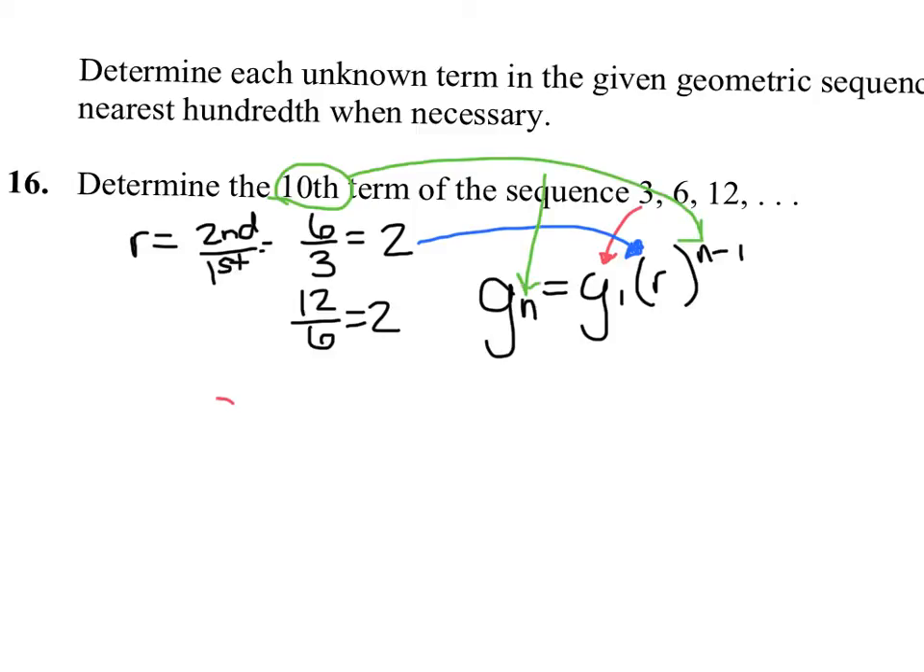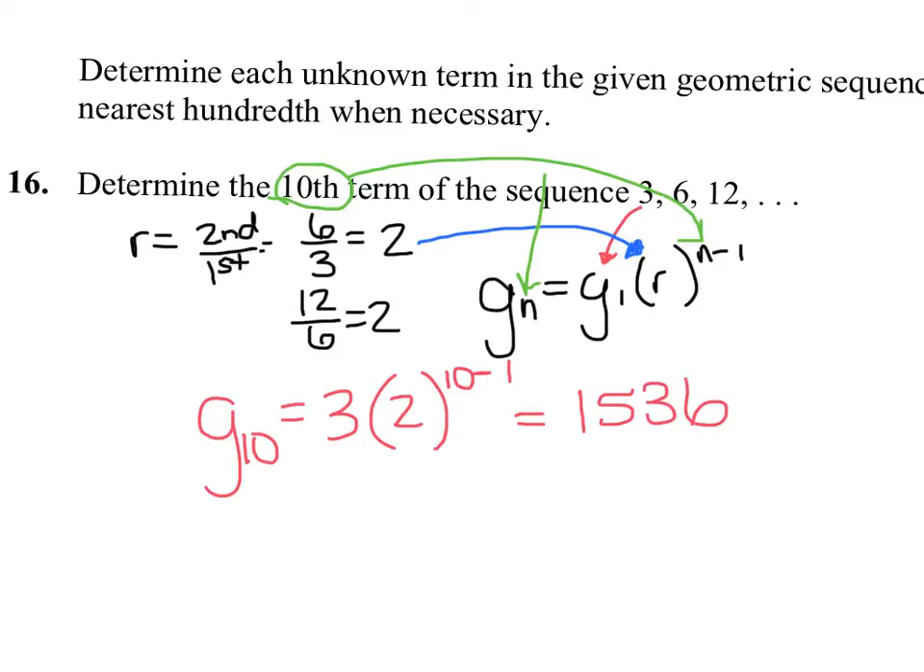So I would have g sub 10, because I'm looking for the 10th term in this geometric sequence, equals 3 parentheses 2, parentheses closed, raised to the 10 minus 1. And if you put all that into your calculator just like you see it, the 3 parentheses 2 and then parentheses closed and then raised to the 10 minus 1, you're going to get 1,536 as my answer.